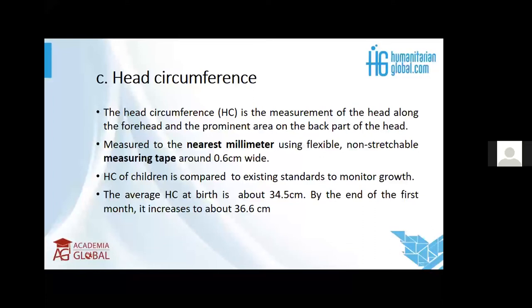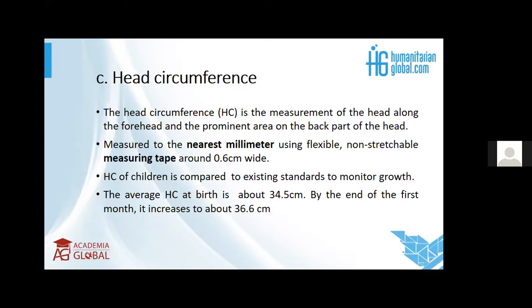So the next measurement used to assess growth is head circumference. Head circumference is a measurement which we take from the forehead all the way to the back part of the head. It is measured to the nearest millimeter using an unstretchable measuring tape. This measuring tape usually is around 0.6 centimeters wide. Head circumference of children is compared to the existing standards to monitor growth. As a child grows, its brain should also grow, and therefore the head also should grow. Now, just to mention, the average head circumference at birth is around 34.5 centimeters.